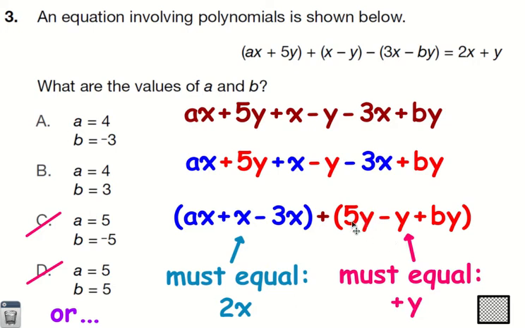And so over here, 5y minus 1y, that's 4y so far. So 4y plus by has to equal 1y. Well, wouldn't that be negative 3? So it turns out that it is A. A would have to equal 4 and B would have to equal negative 3. Okay?